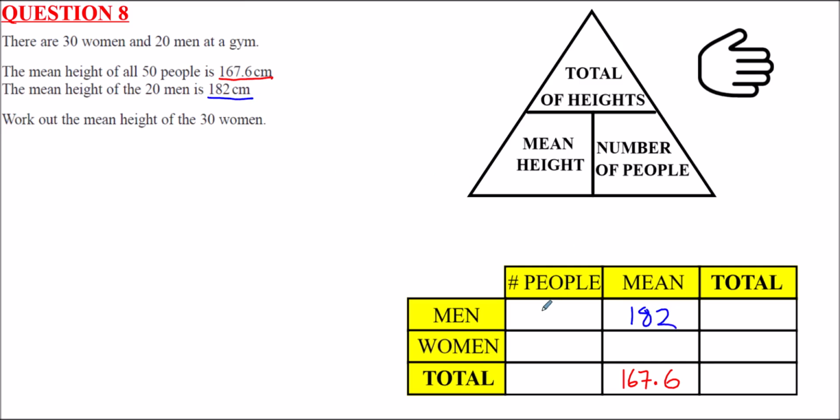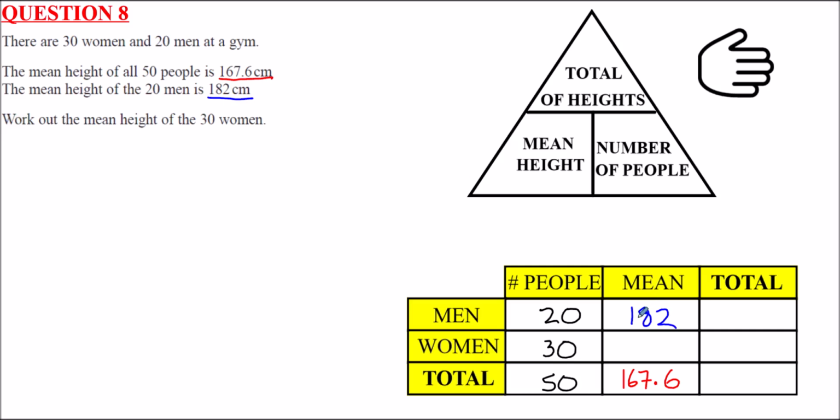And of course, we know the total amount of people as well. So we know there's 20 men. We're told there's 50 people in total. Therefore, the number of women must be 50 minus 20, which is 30. If there's 20 men, it must be 30 women. So 20 plus 30 gives us the 50 as needed. So what else we can work out now is also the mean for the men, which is 182.